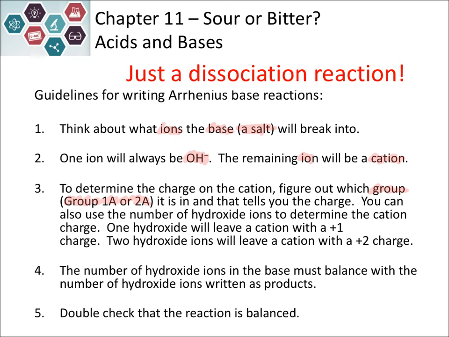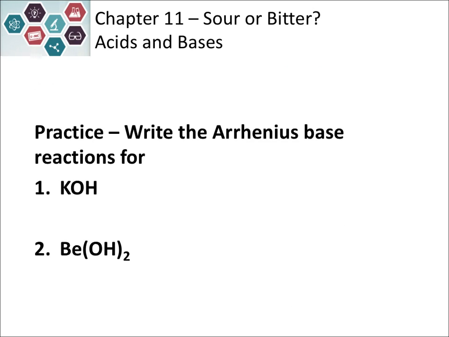You can also use hydroxide ions, so for every 1 hydroxide you pull off, you're going to be left with a positive charge. If you pull off 2 hydroxides, you're going to be left with a positive 2 charge. The number of hydroxide ions in your base must balance with the number that you're writing in your products, and then always double check your balancing at the end.